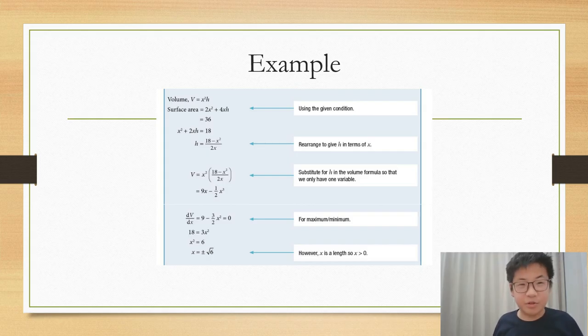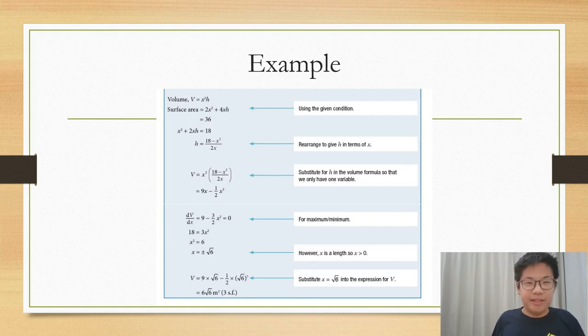So 18 equals 3x squared. x squared equals 6 and x equals plus or minus the square root of 6. However, x is a length. See what I mean about cardboard box makers? They always need to use calculus. So the volume is 9 times root 6 minus half times root 6 cubed, which equals 6 root 6 meters cubed. There. That is our maximum volume.